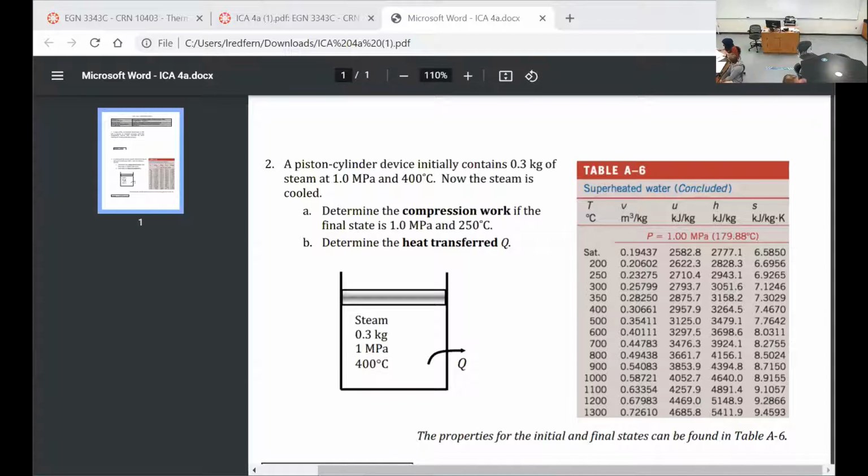A couple more minutes. For part B, you're going to need to use that energy equation. And we'll go over it in like 5 more minutes.